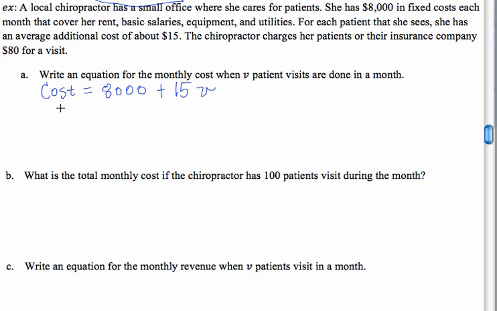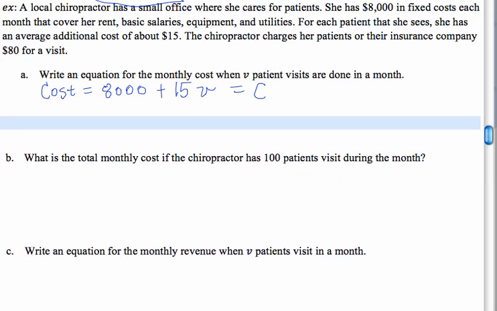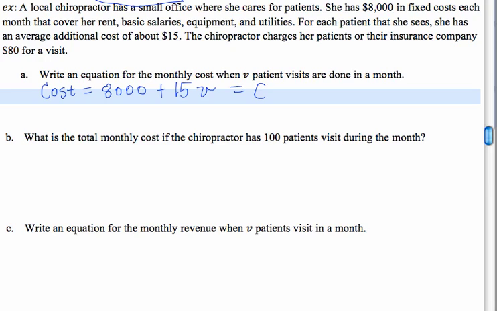I should probably have just called it C. I'll just put C over here. Okay, let's shorten the space here. What is the total monthly cost then if the chiropractor has 100 patient visits during the month? And the computer is hanging on here. So if you have 100 patient visits, that means your V right here is equal to 100.